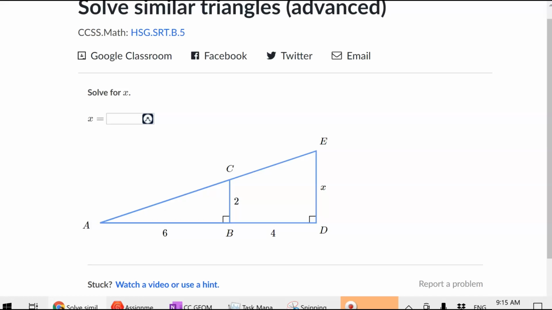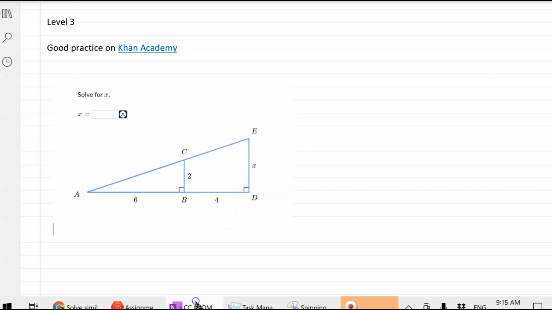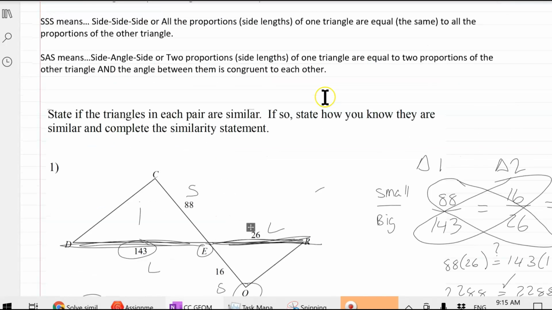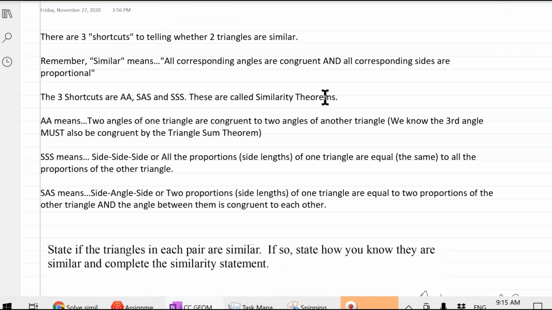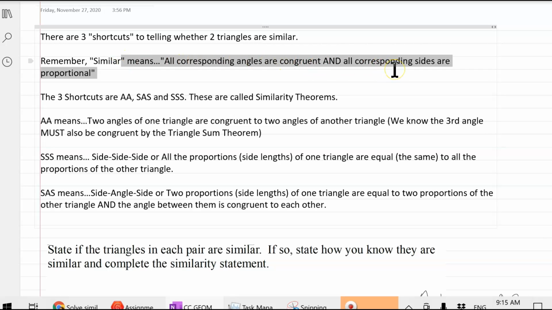This is geometry. So similar triangles, first we have to remember what it means for them to be similar. Similar means that all corresponding angles are congruent and all corresponding sides are proportional. We're using that definition to help us solve two similar right triangles.